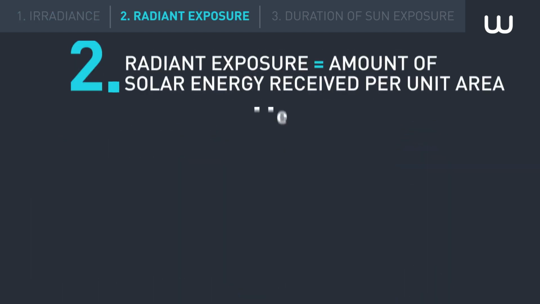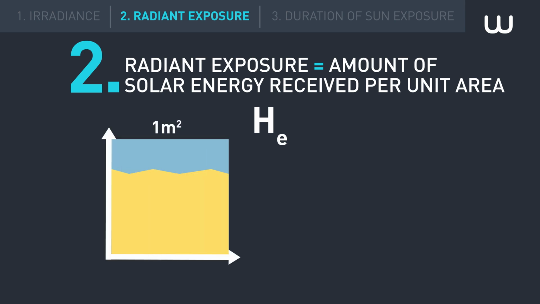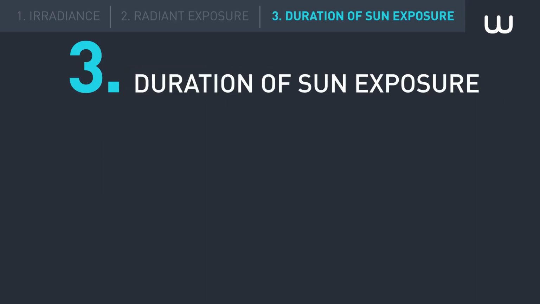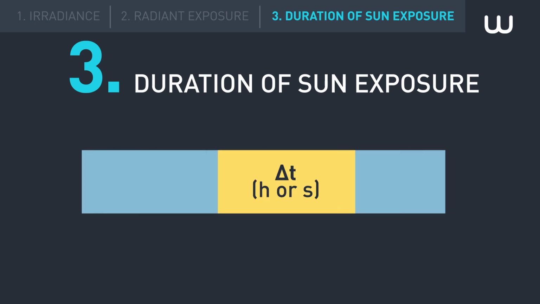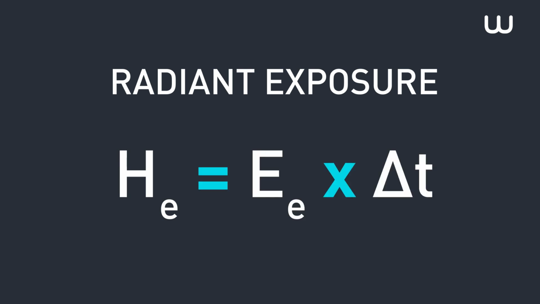Radiant exposure is the amount of solar energy received per unit area. It is measured in watt-hours per square meter or in joules per square meter. The duration of sun exposure, written as delta T, is measured in hours or seconds. It is generally between 9 a.m. and 6 p.m. Hence, the radiant exposure is the product of the irradiance and the amount of time a surface has been exposed to the sun.